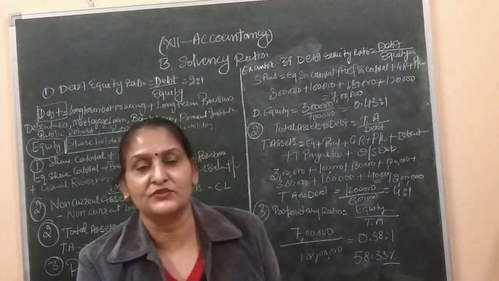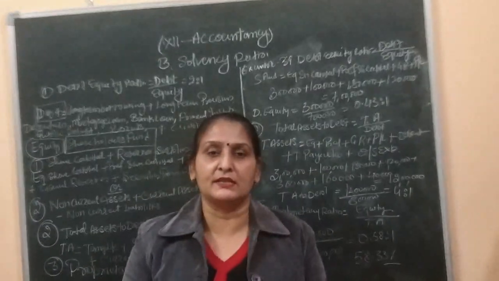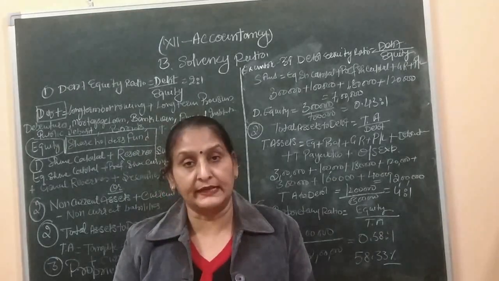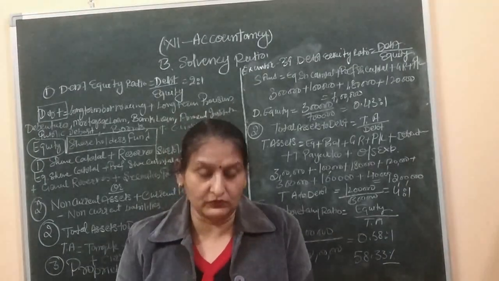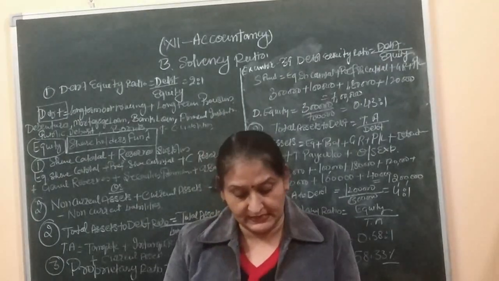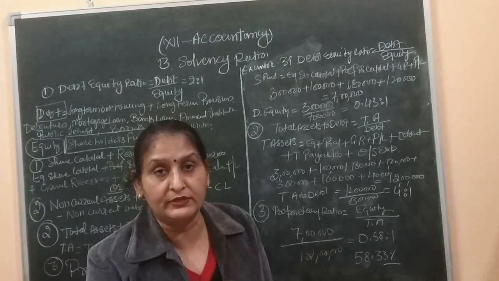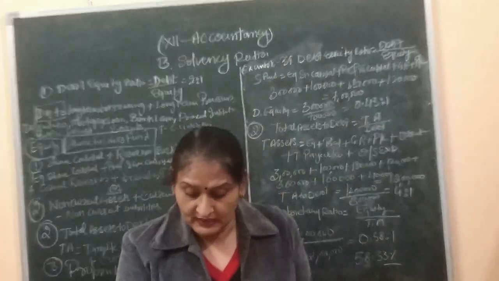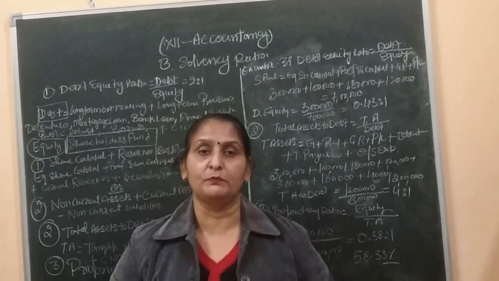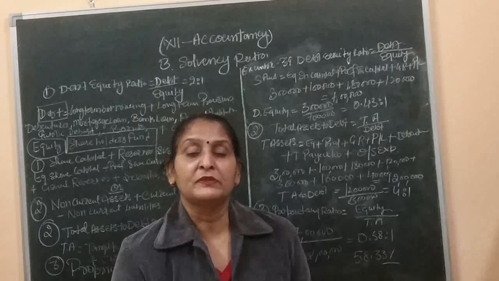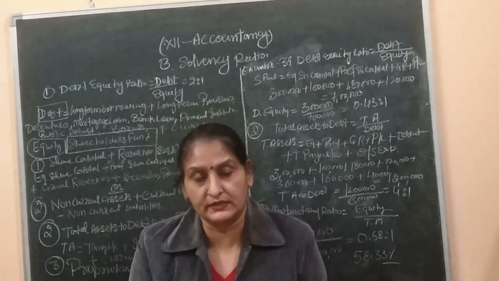Good morning, class 12. In accountancy class, today's topic is accounting ratio, and the second category of accounting ratio, that is solvency ratio. Basically, solvency ratio is to be calculated to find out the financial position of the business, whether the business is able to pay its long-term debts or not. For that purpose, the solvency ratios are to be calculated.